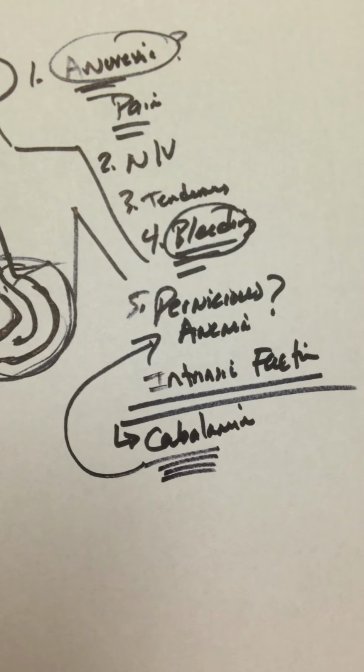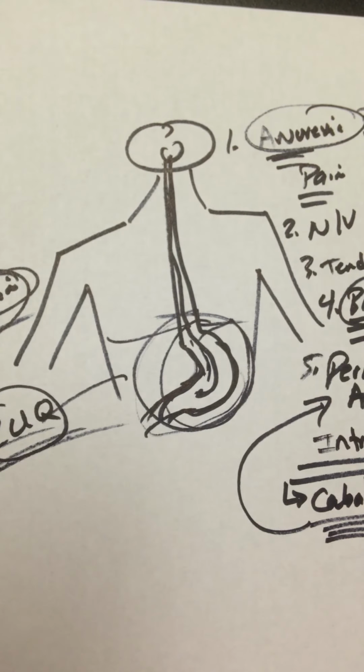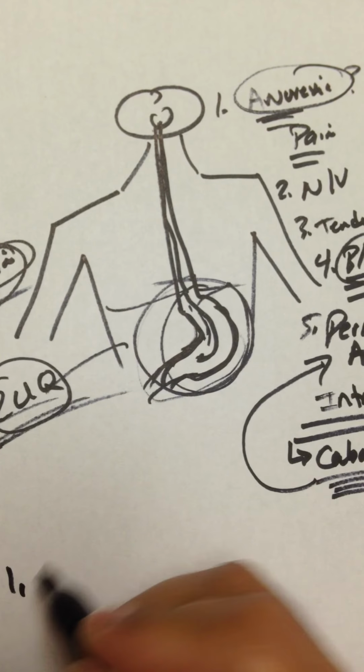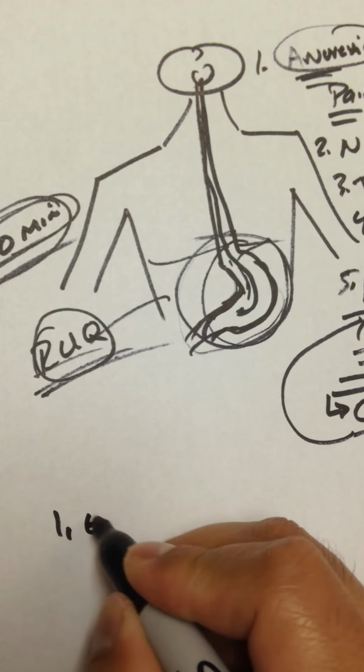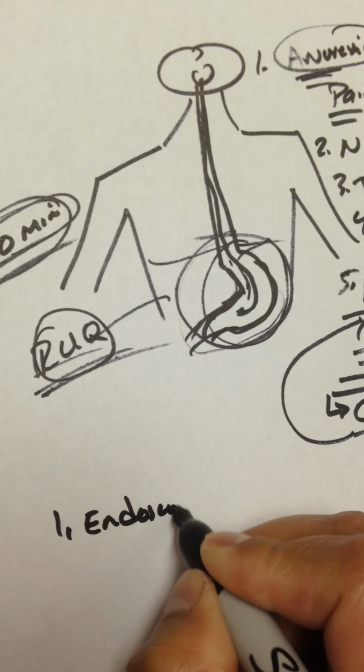Now, what are some diagnostic studies that can be done? Number 1, an endoscopy. So they'll put a tube in, come in, check out the esophagus, and also look at the stomach lining, check for any ulcerations, any perforations. So that would be number 1, endoscopy.